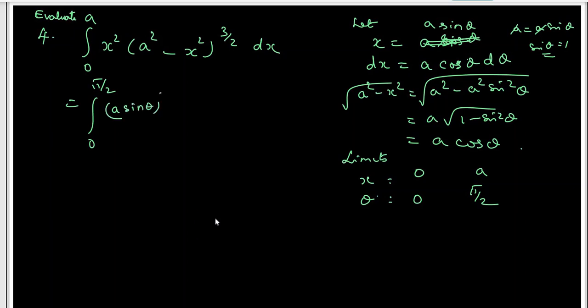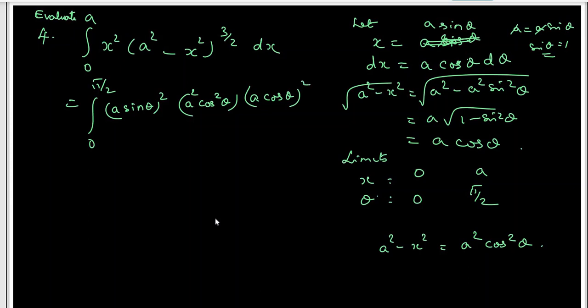So a sine theta the whole square, a square minus x square. You have this to the power 3 by 2. So we can write this as a square minus x square, a square minus x square. We have it as a square cos square theta, and then this under the radical sign. So what we have is a square cos square theta into a cos theta, and then for dx again a cos theta. So let me put this as a cos theta the whole square d theta.